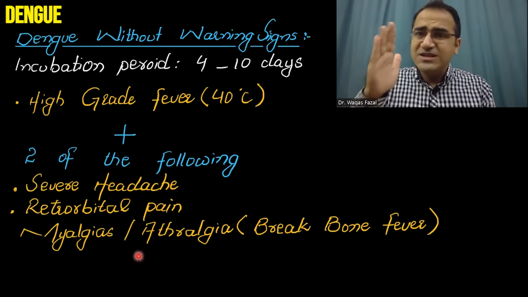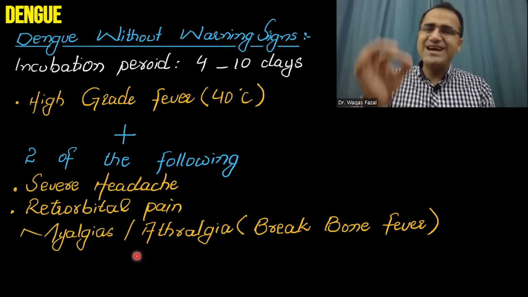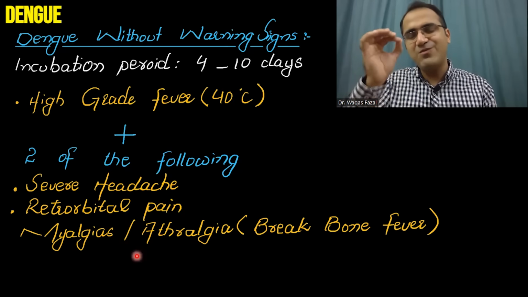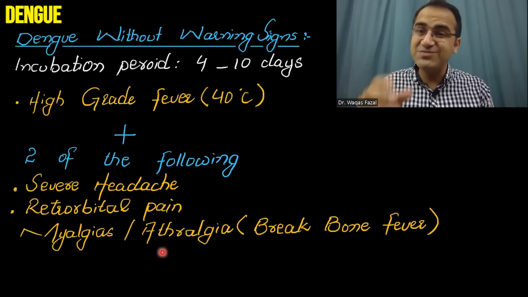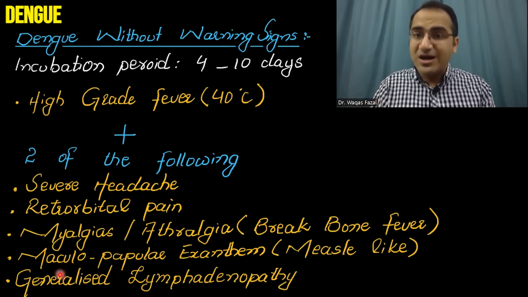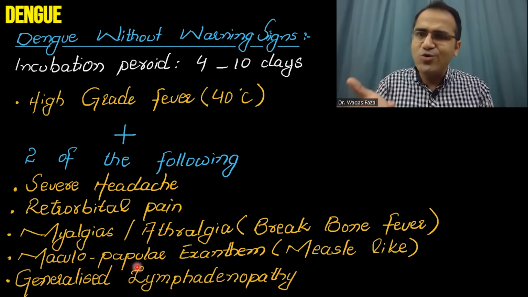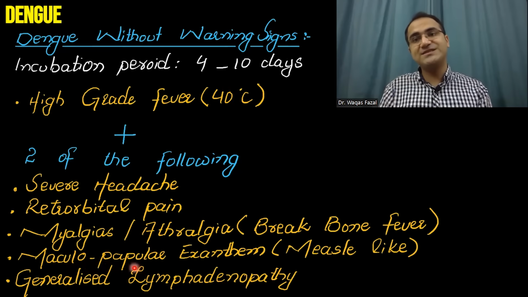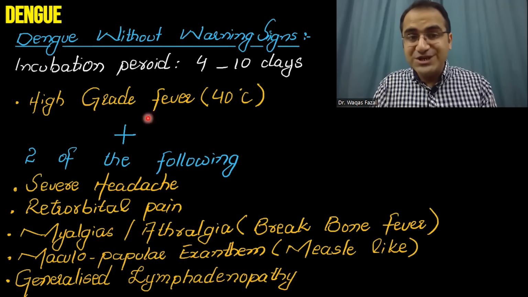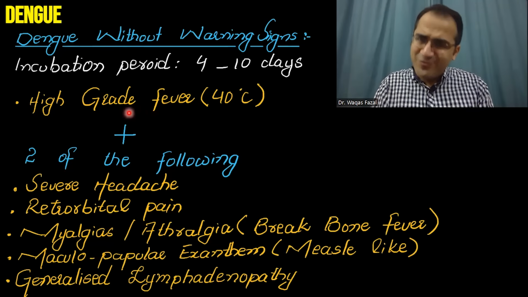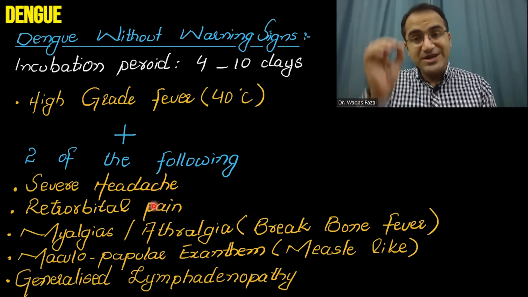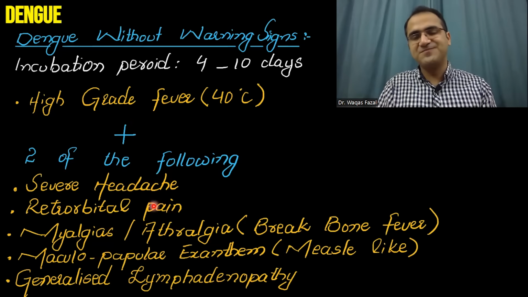Remember, all these viral infections have classical myalgias associated with them. These viral infections have severe muscle pain, and other than that, the patient will also be having typical joint pain. Other than that, the patient can also develop a maculopapular rash, a measles like exanthem with generalized lymphadenopathy. So the patient will be having a high grade fever, and with high grade fever, the patient will be having two or more of these things. That is dengue without warning signs.